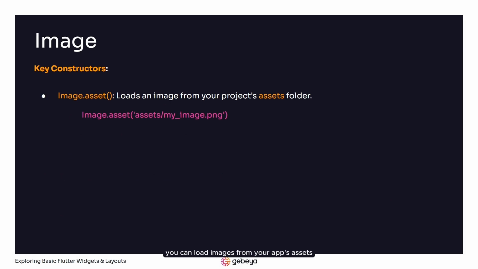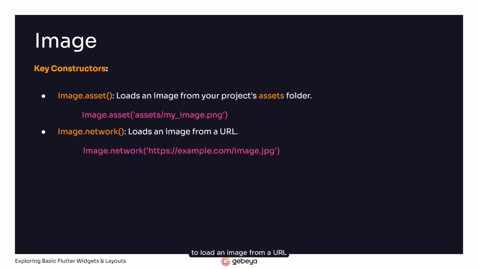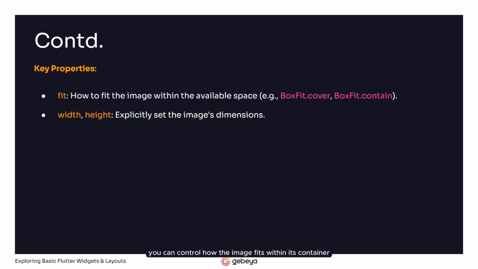The Image widget allows you to display images in your app in various ways. You can load images from your app's assets using Image.asset, assets/myimage.png. To load an image from a URL, use Image.network followed by a URL. To load images from local files, you can use Image.file. You can control how the image fits within its container using the fit property with options like BoxFit.cover or BoxFit.contain, and set explicit width and height using the width and height properties.